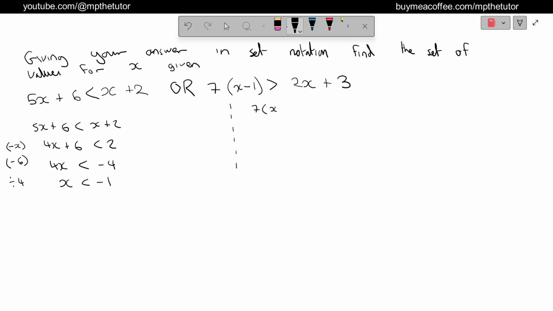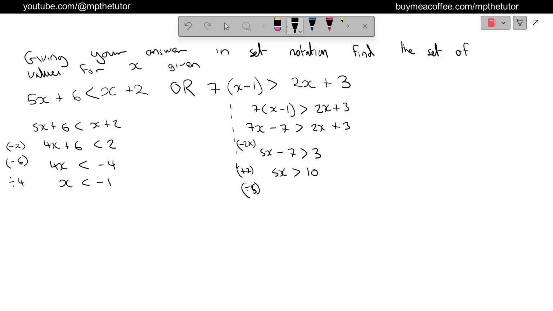So you have 7 bracket x minus 1 is greater than 2x plus 3. Then we're going to expand out that bracket. So we have 7x minus 7 is greater than 2x plus 3. Then we might as well take away the 2x. So we end up with 5x minus 7 is greater than 3. And plus the 7. So we end up with 5x is greater than 10. And then we divide by 5 to get x is greater than 2.